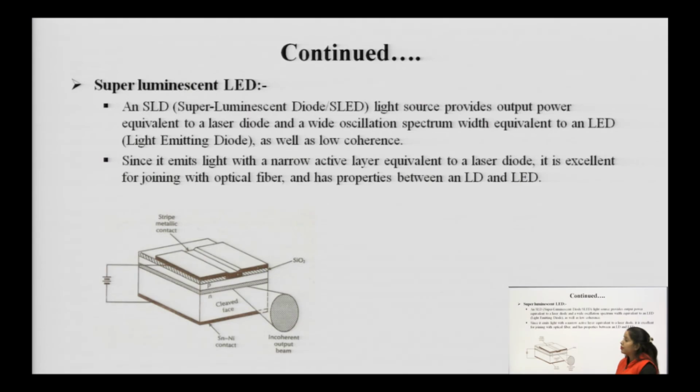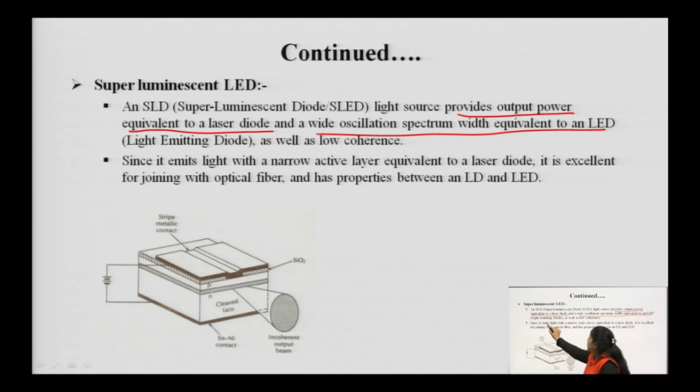Then this is also one of the forms of an LED, though not a simple one: the superluminescence LED. It provides an output power equivalent to a laser diode, and a wide oscillation spectrum equivalent to an LED. Basically, this superluminescence LED combines the advantages of both the laser and the LED. It emits light with a narrow active layer equivalent to a laser diode. Its properties are similar to both the laser and the LED.